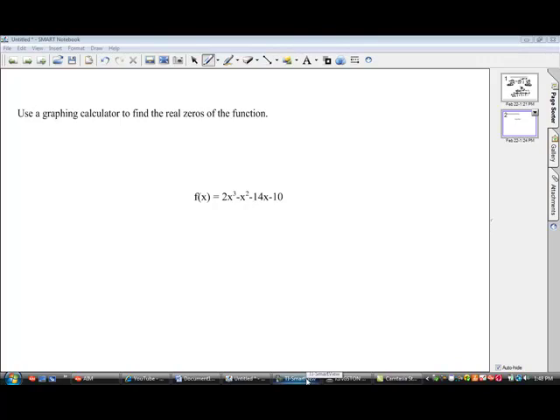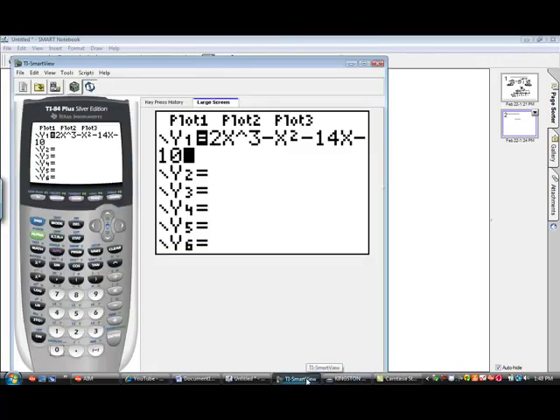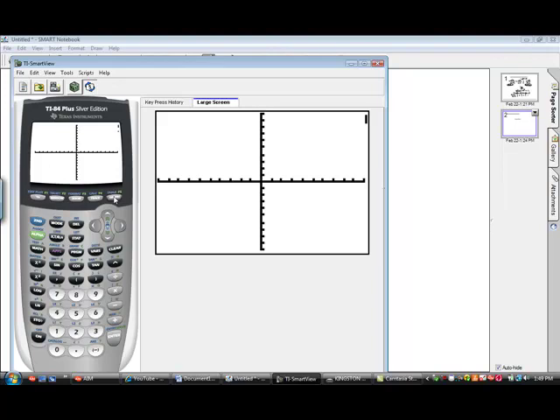I've typed our function into the calculator. Remember that the cube can be accessed in two different ways. You can use your exponent key, and you can access the cube there. Or if you hit math, there's also a cube function there, but you can type it in either way you want to. After you type the function in, you're going to hit graph.